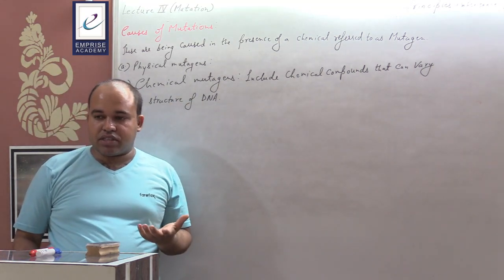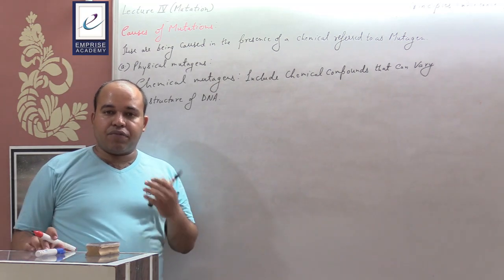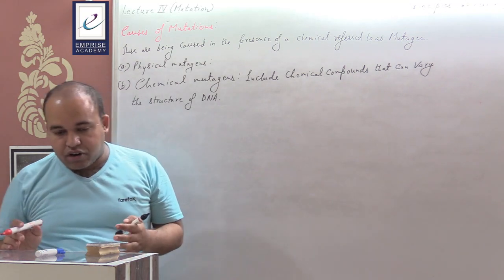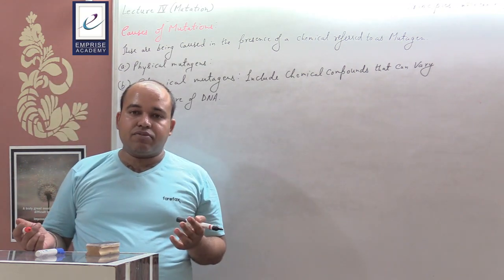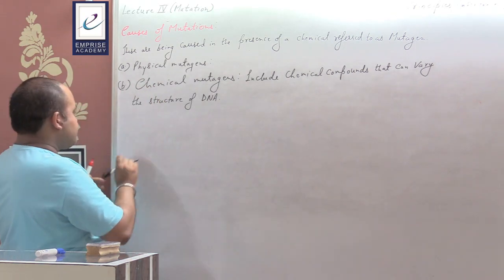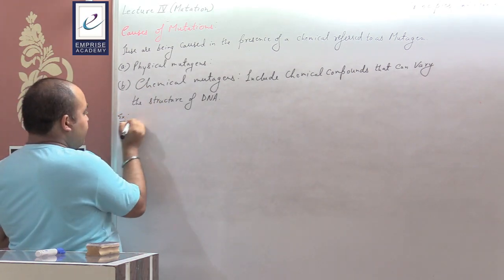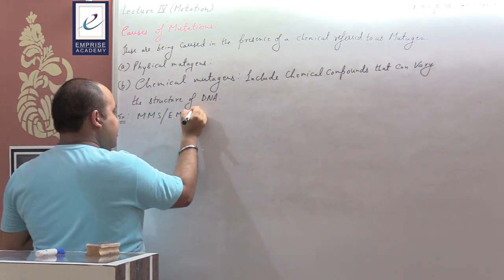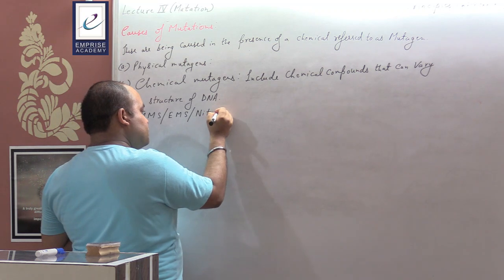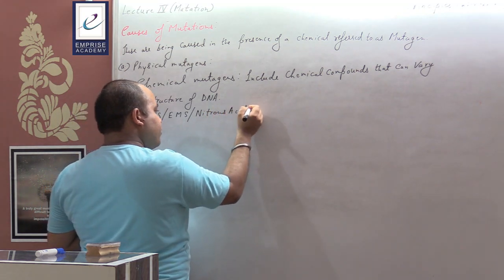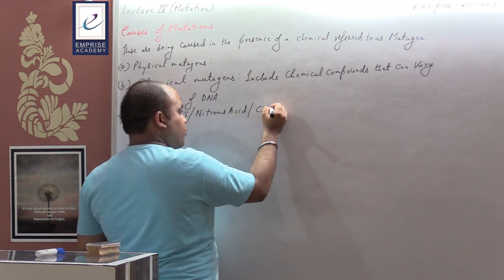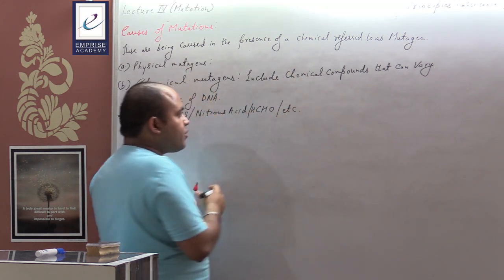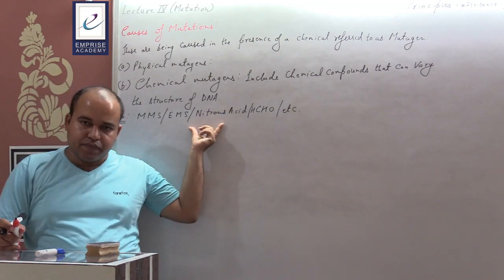Now these chemical mutagens can be of different types: mustard gas, formaldehyde, carbon tetrachloride, or other chemical agents. These include, for example, methyl methane sulfonate, ethyl methane sulfonate, nitrous acid, formaldehyde, HCHO, etc. All these are chemical agents that can cause mutations.